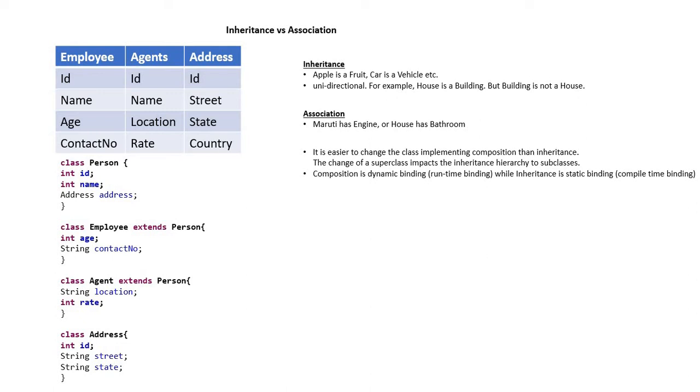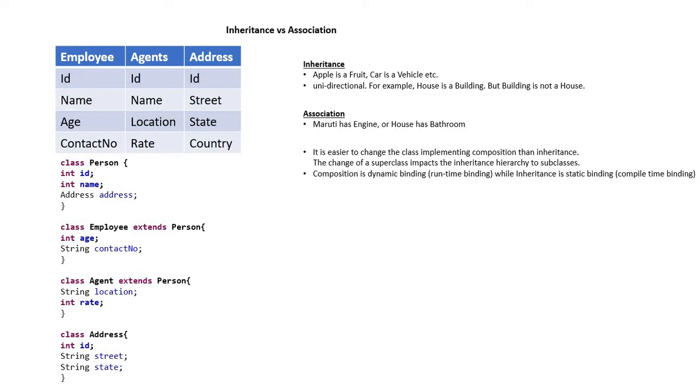On the other side, if you see the address, I cannot say the employee is an address, or agent is an address, a person is an address, right? No, that doesn't make sense, right? But on the other side, I can say employee has an address. As an agent, I have an address, right? So in general, a person needs to have an address, right? So that is a has-a relationship. The association really works in case of address. So what I'm doing here is for a person I added address.